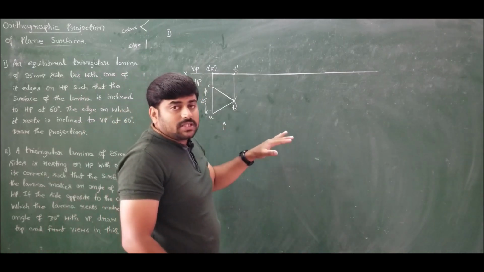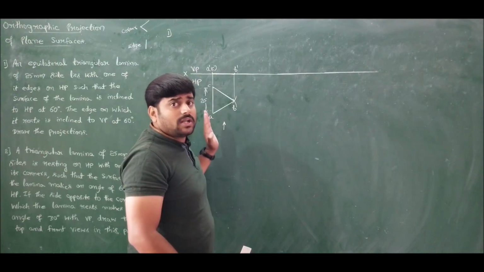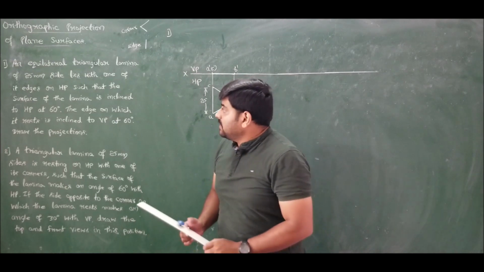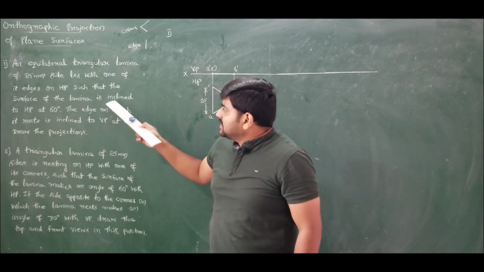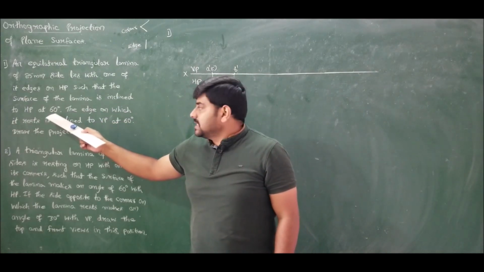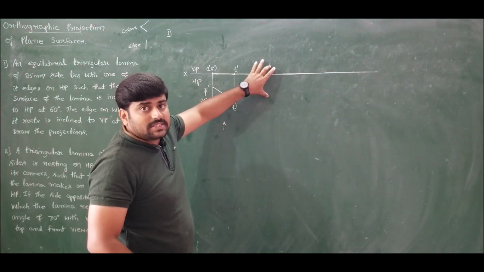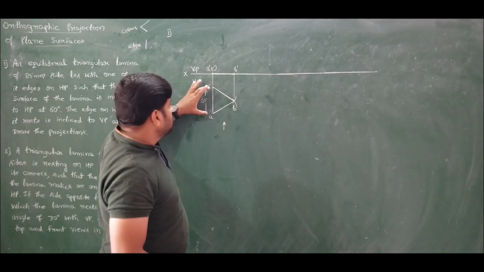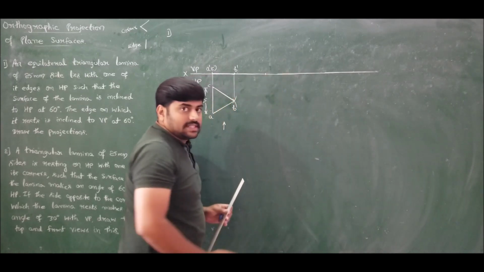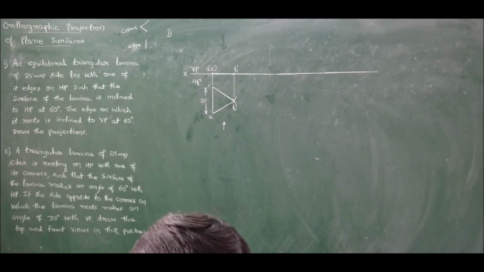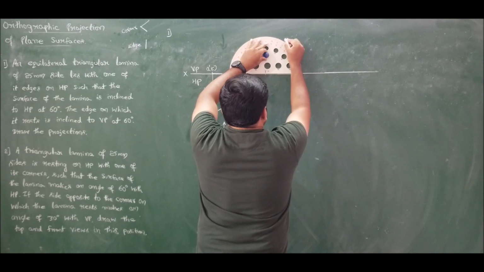Done. In the second position I should show the inclination with respect to HP itself, because in the first position the lamina is resting on HP. So how much is the inclination with respect to HP? With one of its edges on HP such that the surface of the lamina is inclined to HP at 60 degrees, he says. So now incline the lamina to 60 degrees in such a way that it rests with one of its edges. That edge is A dash, C dash. Taking A dash, C dash as the reference, you mark 60 degrees. That is, measure 60 degrees. I measured 60 degrees.